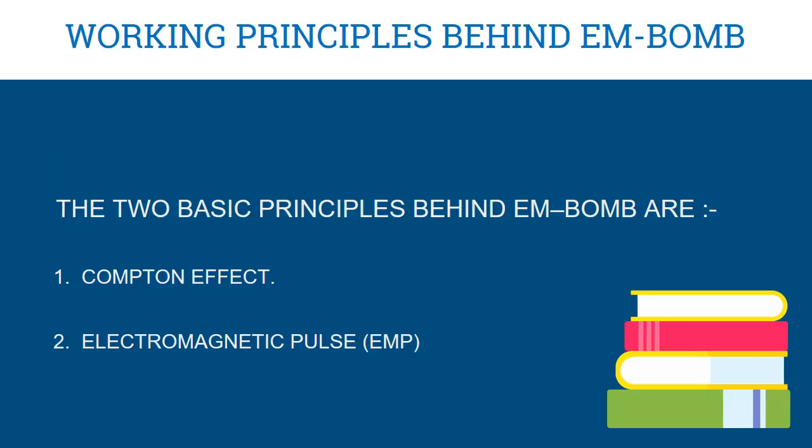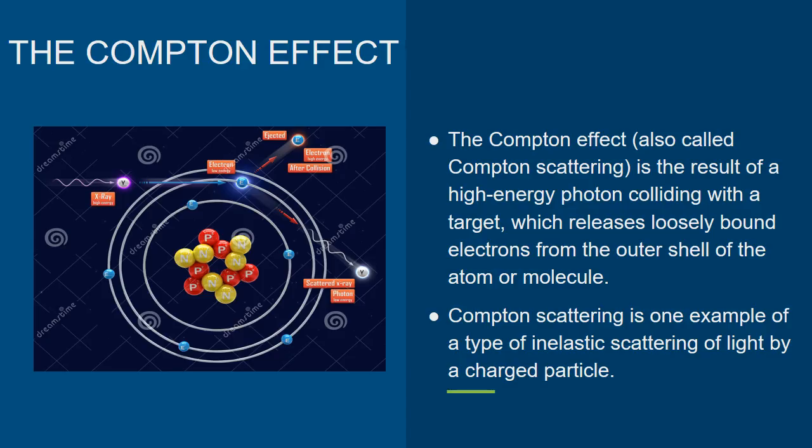The two basic principles behind the EM bomb are, first, the Compton effect, and second, the electromagnetic pulse. First, I will describe the Compton effect. The Compton effect is the result of a high energy photon colliding with the target, which releases a loosely bound electron from the outer shell of an atom or molecule.